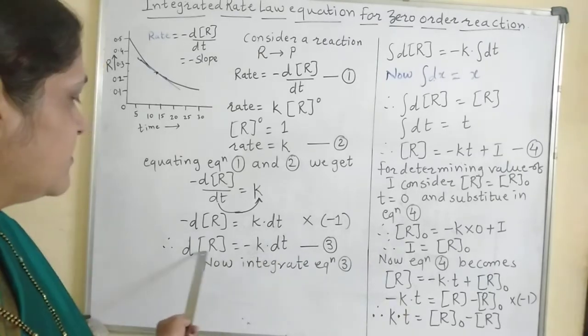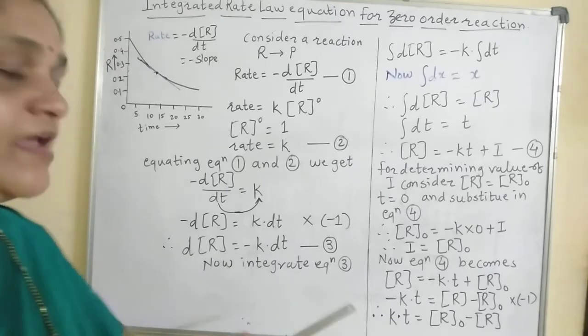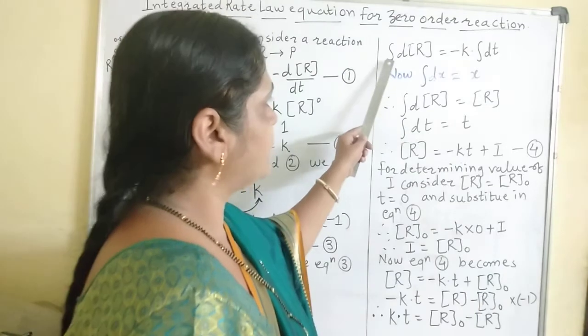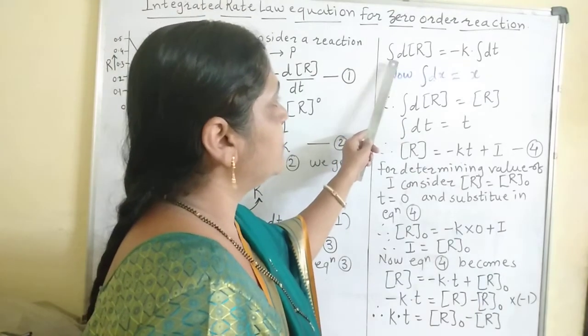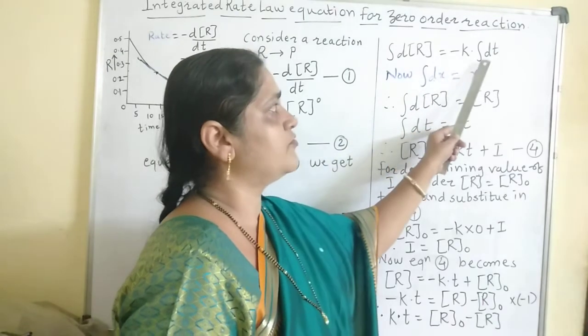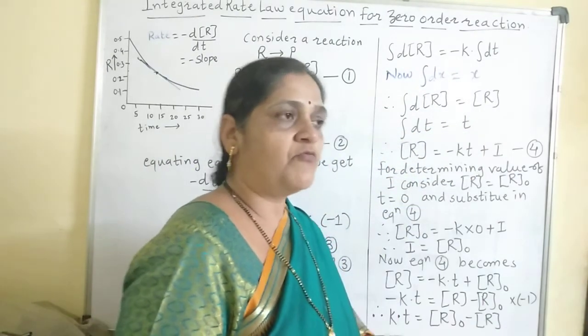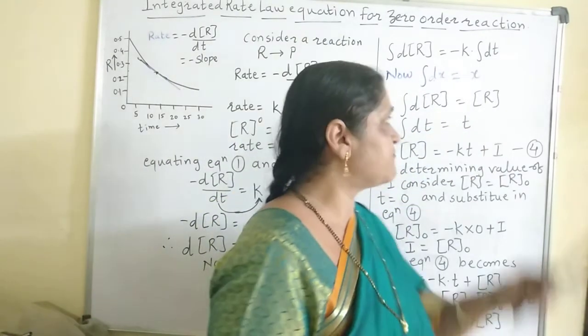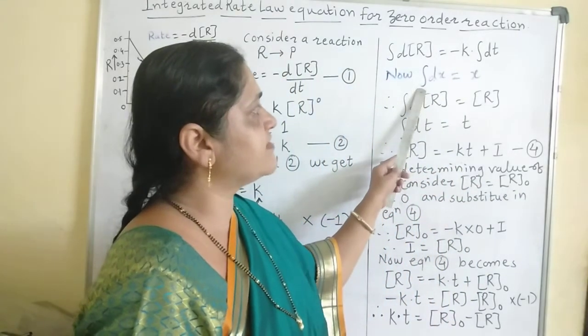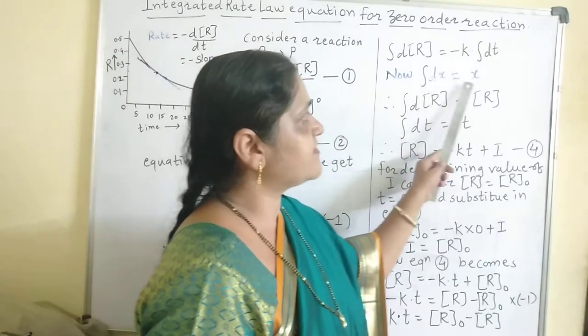Now this is equation 3. We are going to integrate this equation 3, so I have put the integration sign over here. The integration of d[R] is equal to minus k into dt. Now for math students, you might be remembering this formula for integration, that the integration of dx is equal to x.